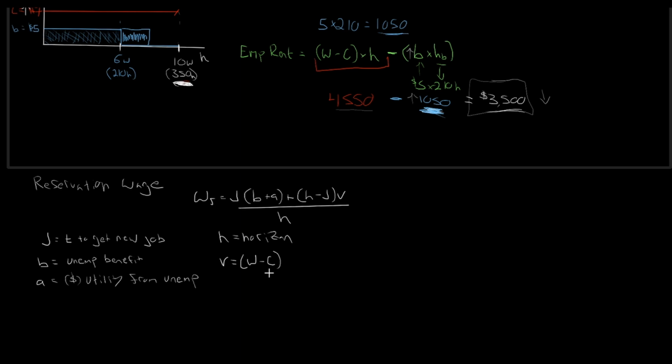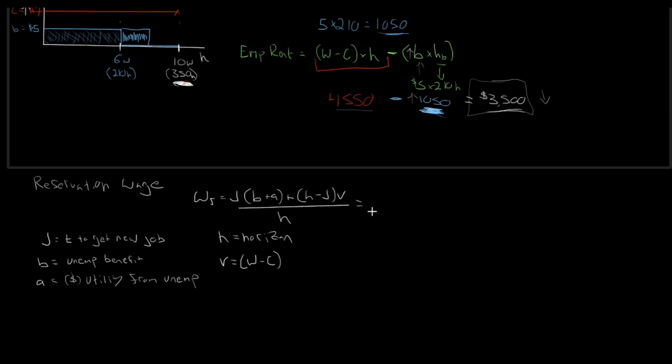What we can do then is rearrange this reservation wage a little bit in order to get it to kind of pop as to what it's telling us. Don't get too worried about this algebraic manipulation. Really, the point I want you to get away is the interpretation of it. What we can do is realize that this is the same thing as breaking that up as J times B plus A all over H, and then plus H minus J times V all over H.